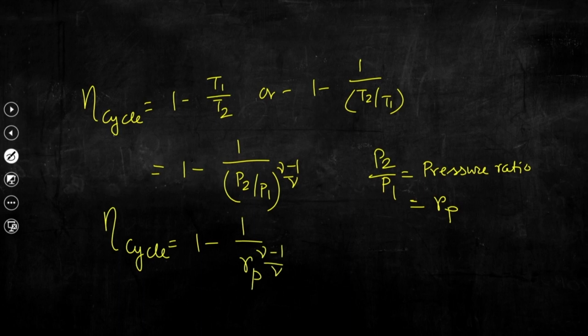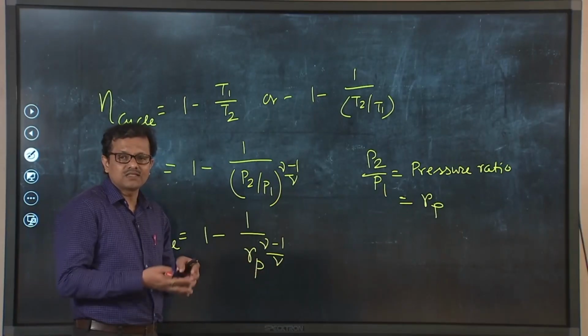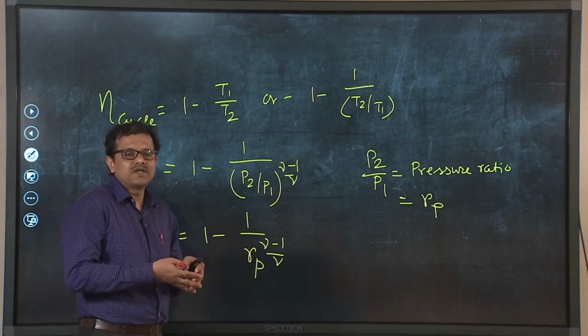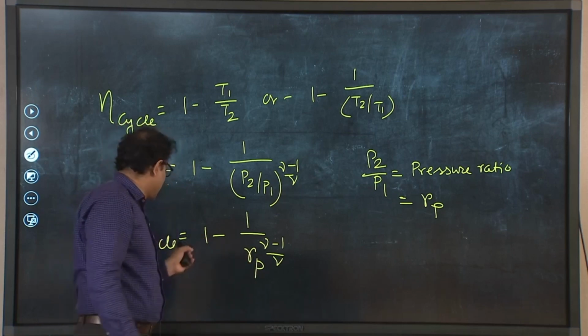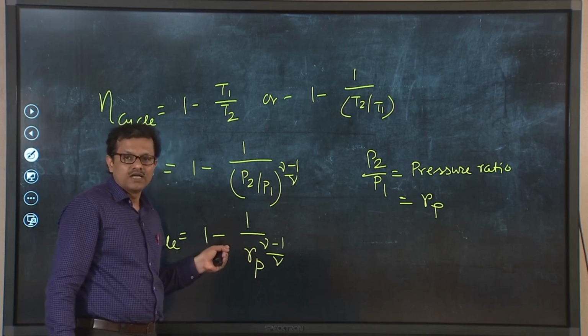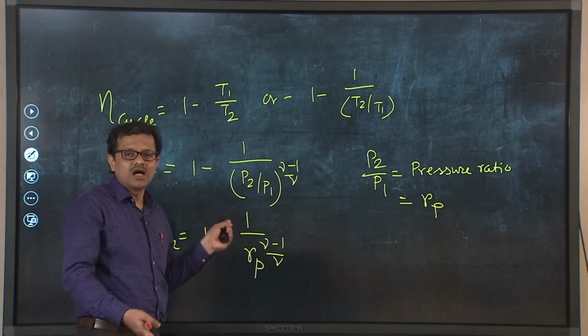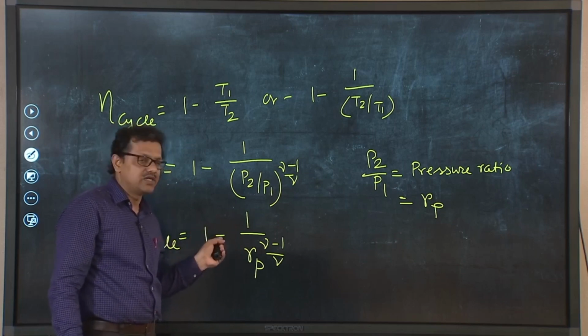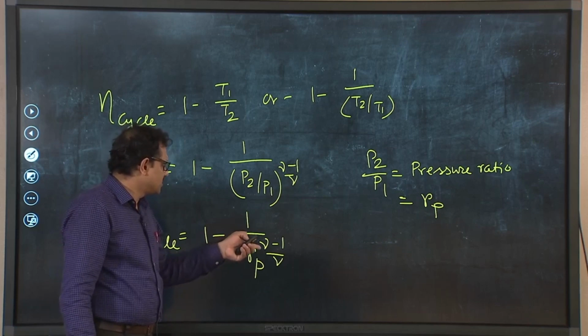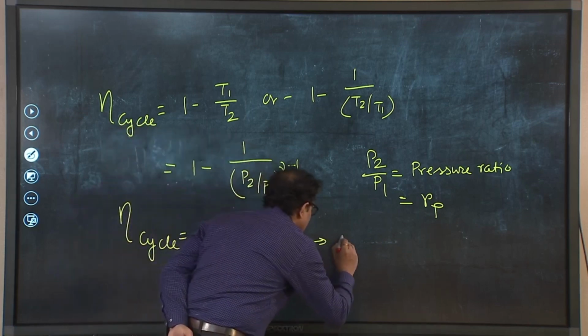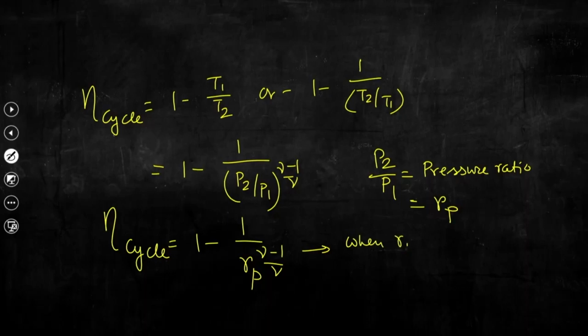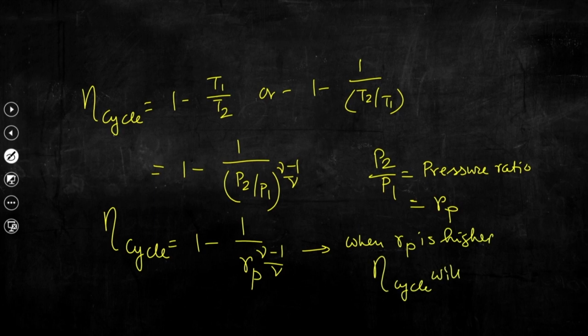What you can understand from this expression is that if we somehow increase the pressure ratio, that means if we can compress the air to a higher extent, then the efficiency of the cycle will be more. So, higher the pressure ratio, higher will be the efficiency of the gas turbine unit or cycle efficiency. So, this is basically the expression. When Rp is higher, eta cycle will increase.